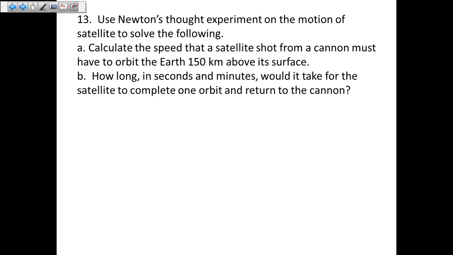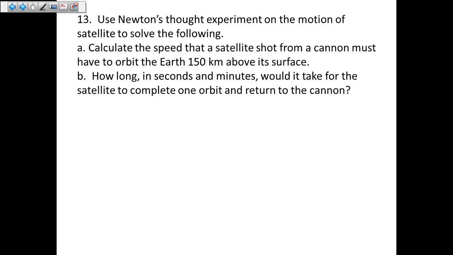Okay, let's move on to number 13. It says use Newton's thought experiment on the motion of a satellite to solve the following. Calculate the speed a satellite shot from a cannon must have to orbit the Earth 150 kilometers above its surface. How long in seconds and minutes would it take for the satellite to complete one orbit and return to the cannon?